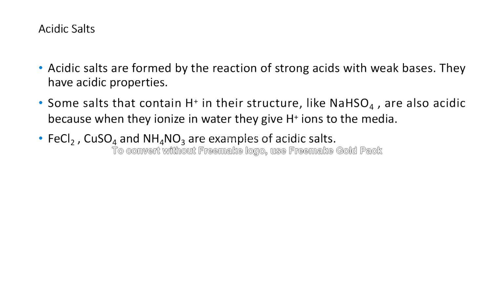Acid salts. Acid salts are formed by the reaction of strong acids with weak bases. They have acidic properties. Remember that we are using a strong acid and a weak base. Some salts contain H+ in their structure and are also called acidic salts, because when they ionize in water, the H+ ion is formed. As examples, we have iron chloride, copper sulfate, and ammonium nitrate.